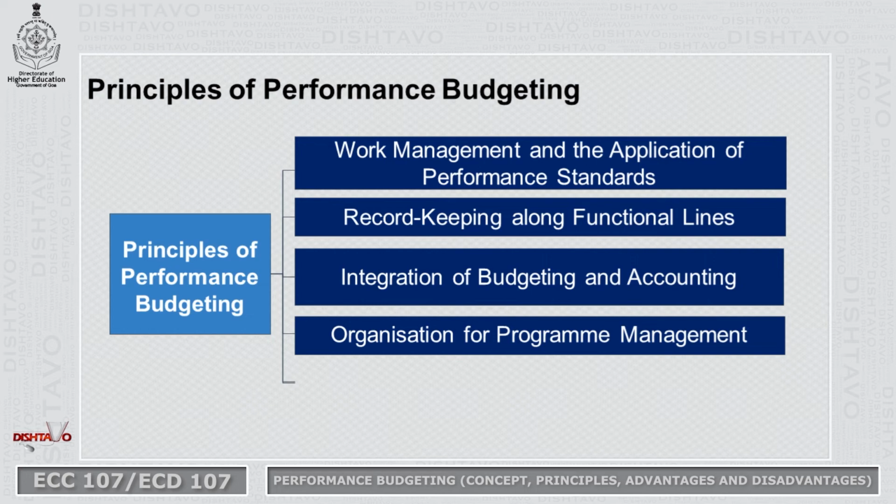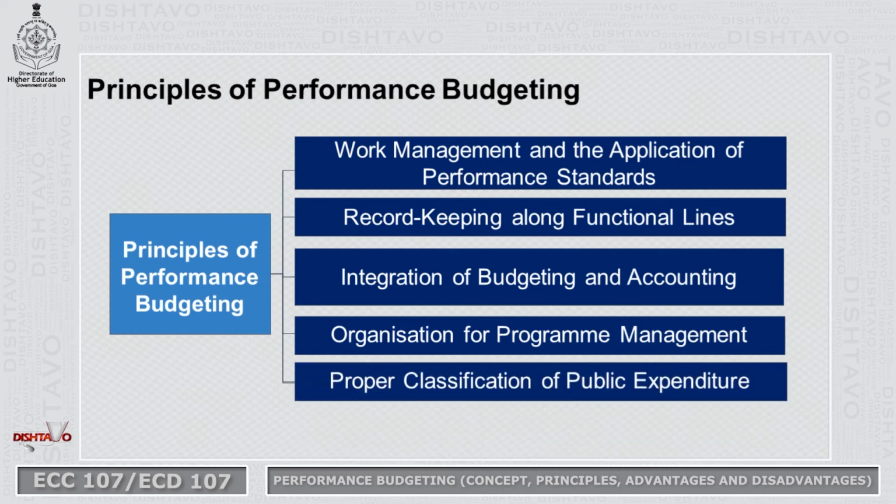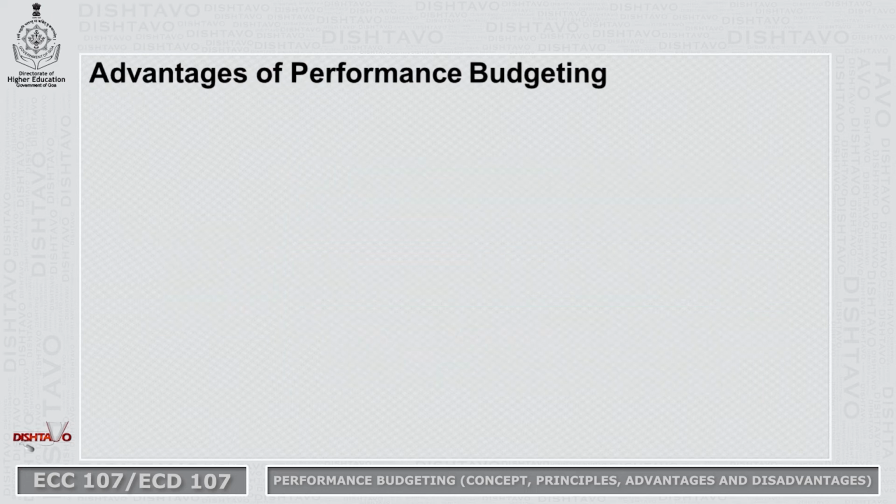And finally, proper classification of public expenditure. An important element in performance budgeting is that various types of expenditure, which are essentially different in character, should be presented, justified, and authorized separately under each program in the budget. So, having understood the principles of performance budgeting, let us look at the advantages of the same.